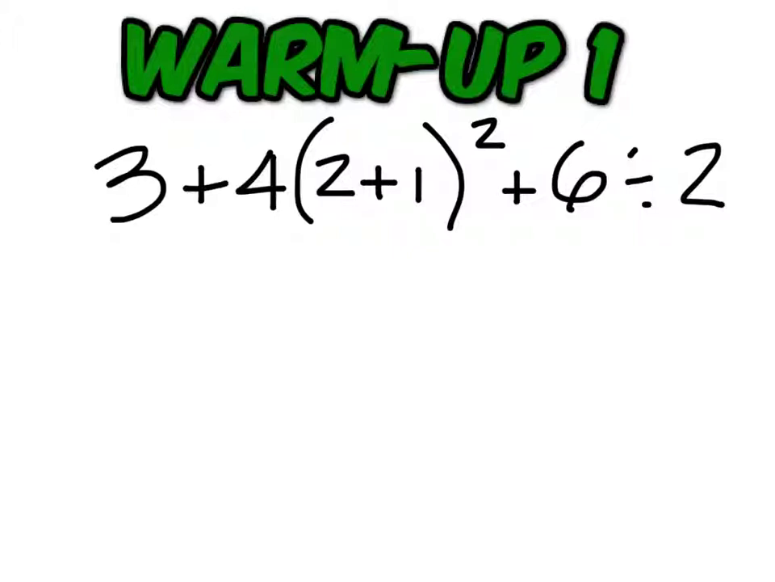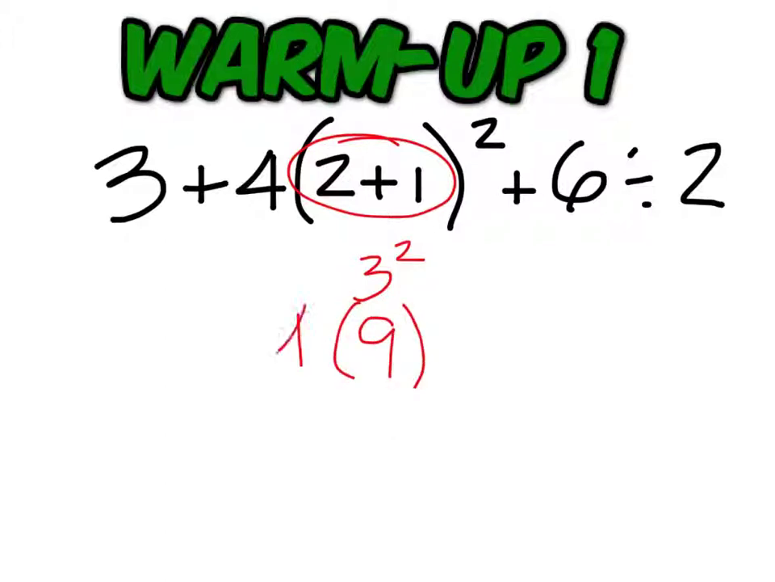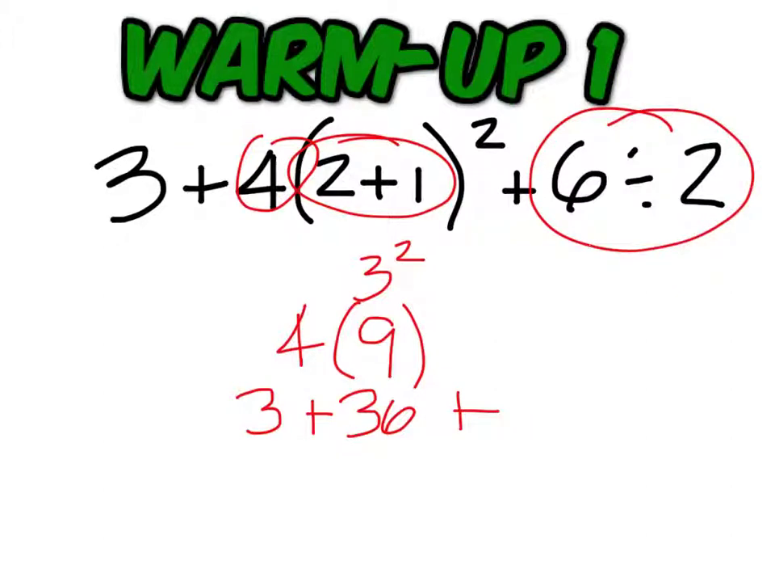You have to start inside the parentheses. 2 plus 1 is 3. So square the 3 and come up with 9. Multiply it by this 4 to get 36. So 3 plus 36 plus 6 divided by 2 is 3. 42.